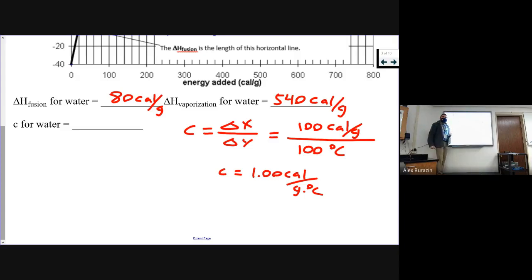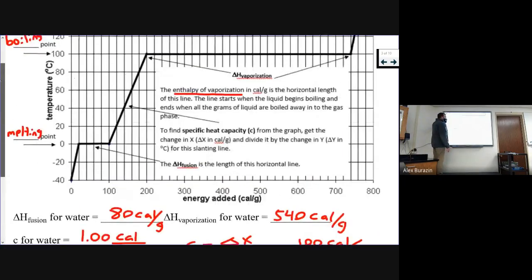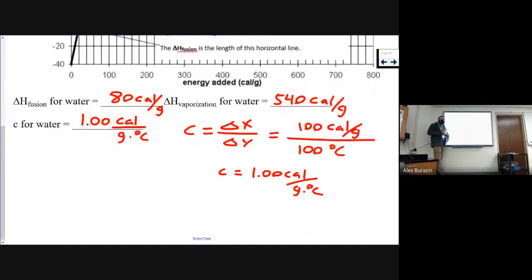Following me? Okay. So these graphs, these phase change graphs, right? I'll go back. I'm sorry, I'm going too fast. Okay, these phase change graphs can tell us a whole heck of a lot.